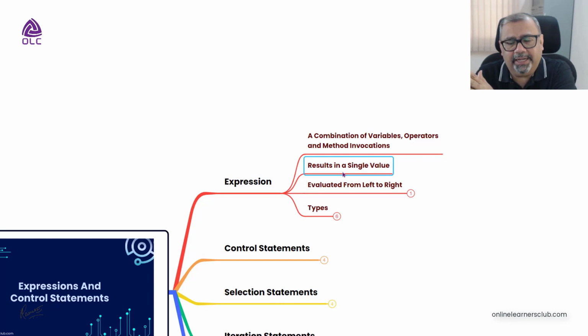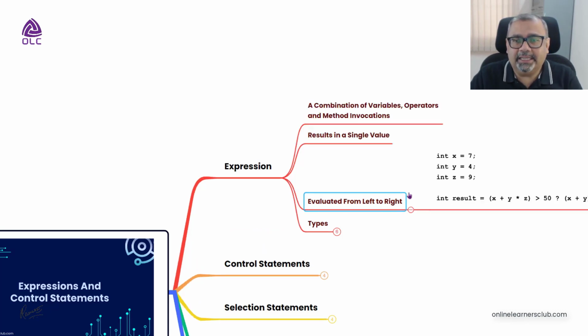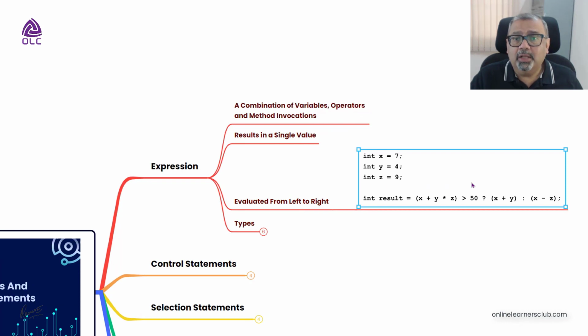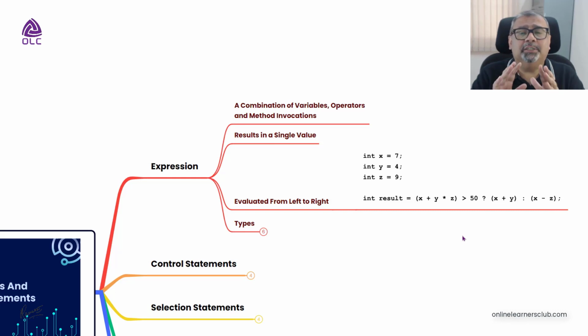So first the leftmost, and then the next would come into picture. So this is the way in which it gets executed. Let's take an example of this execution. We have x is equal to 7, y is equal to 4 and z is equal to 9, and the result is x plus y star z, and then greater than 50, then x plus y, or y plus z. So this is what the ternary operator looks like, which we also discussed in the previous chapters.